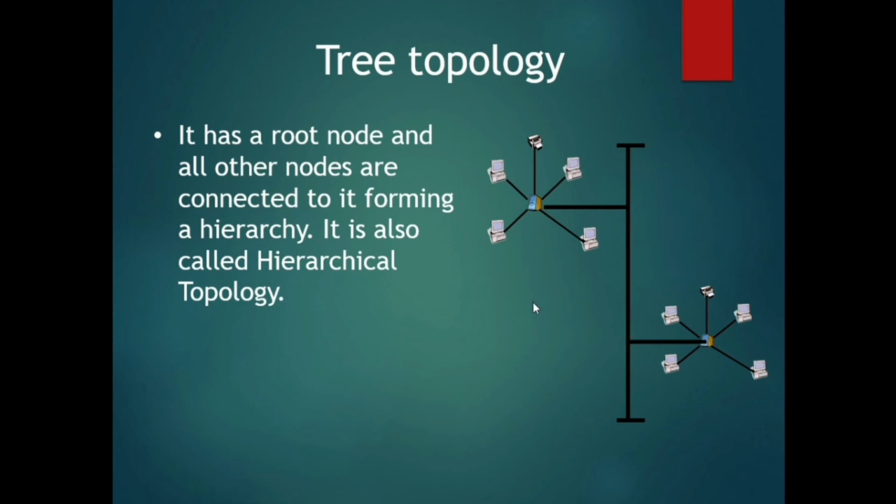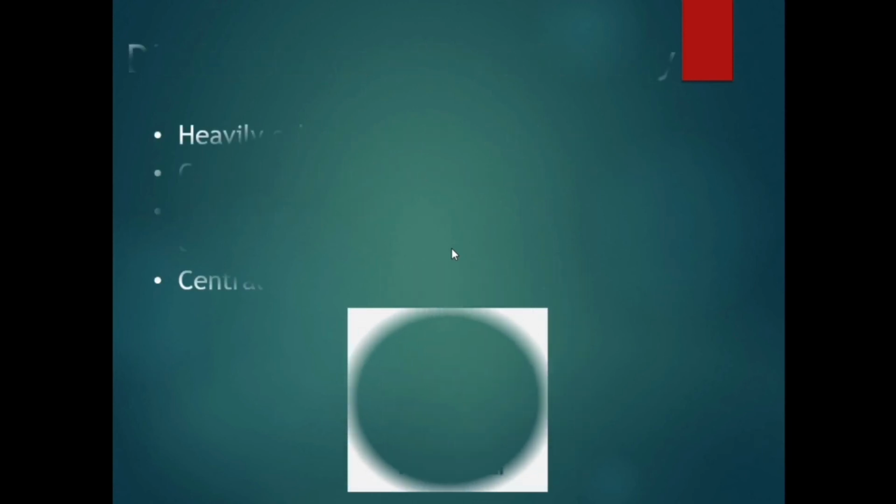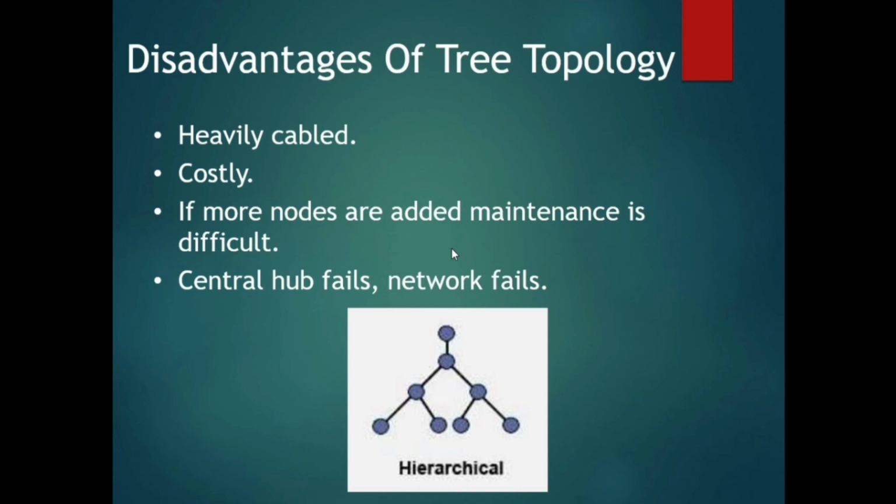We will see the advantages of tree topology. It's an extension of bus and star topology. Expansion of nodes is possible, and it is easily managed and maintained. We can easily manage our tree topology network and maintain the whole network. Basically you only have to be conscious of your root node. If any other sub network has a problem, it will not cause problems for others. Only that node will be affected, other nodes will remain fine.